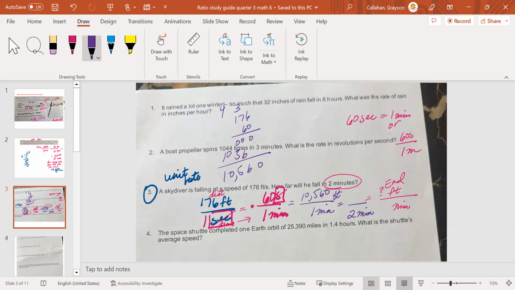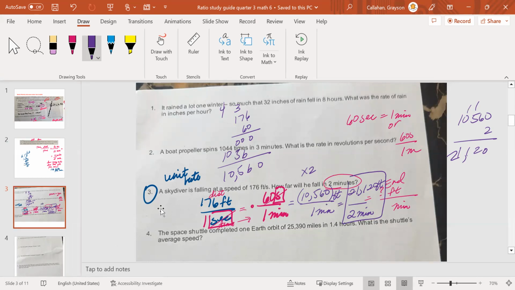This is how many feet for 1 minute. For 2 minutes, don't you have to take this and times it by 2? So if you double that, 10,560 times 2. For 2 minutes, it's going to be 21,120 feet. Okay, so how far will he fall in 2 minutes? 21,120 feet. Okay. All right. Any other question? 1, 2, or 4? Yep.